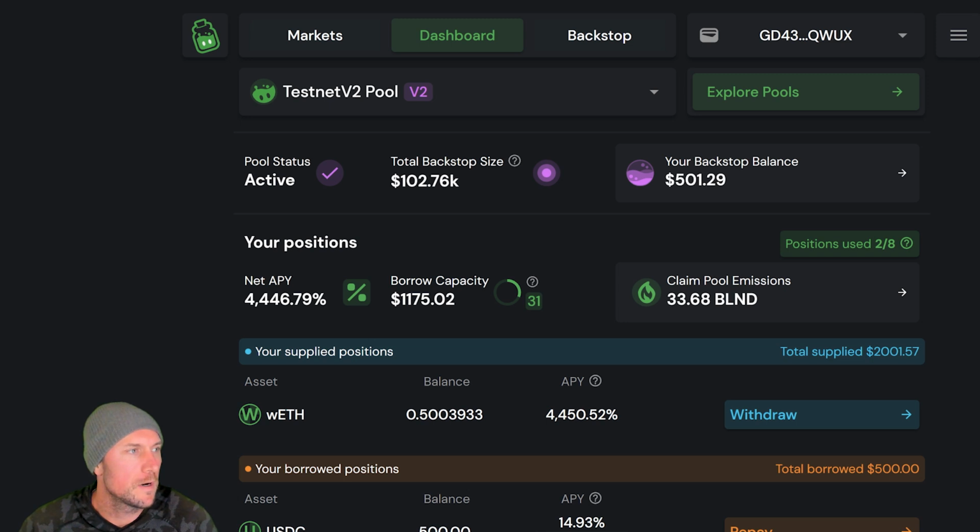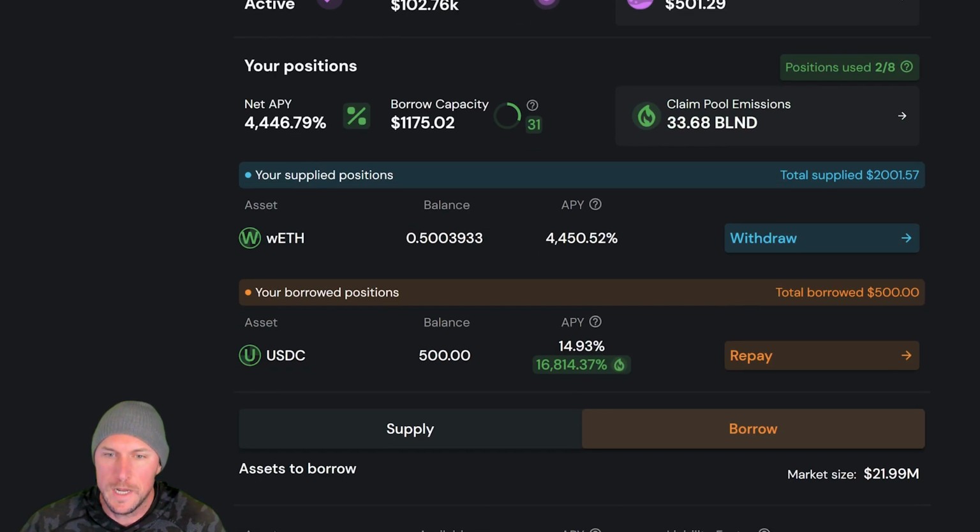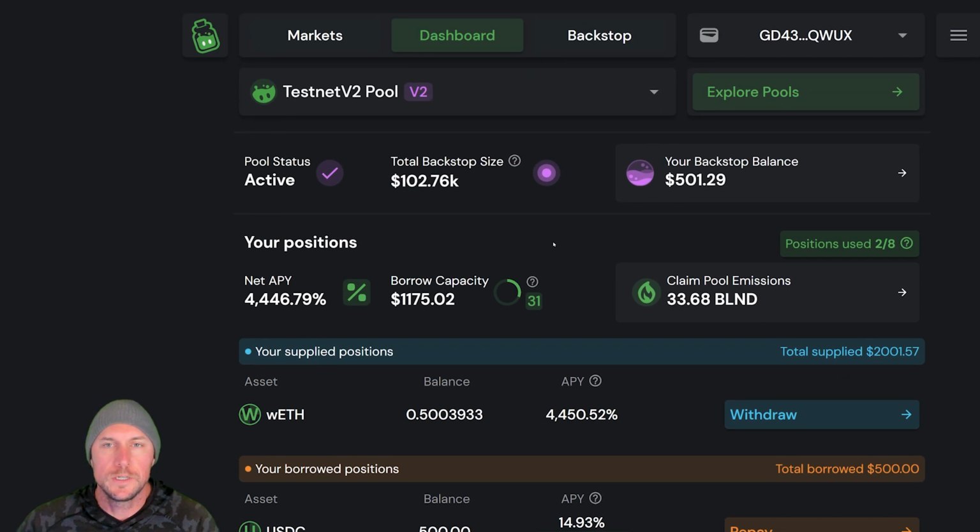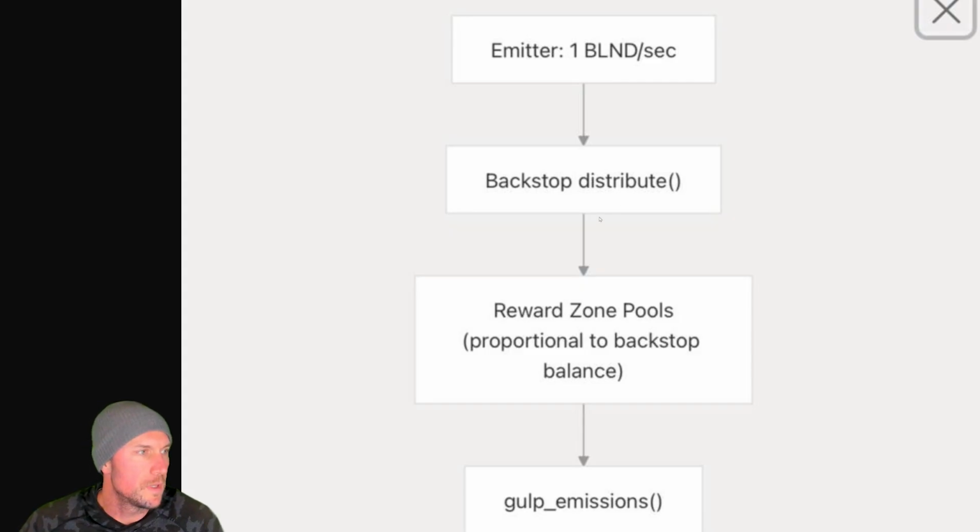Today we're going to be talking about blend emissions. So if you've ever visited a blend pool and seen talk about claiming emissions, or this little icon next to an interest rate, that's blend emissions. And today we're going to go over how those are created, how they're sent to the pool, and how they're claimed. So the easiest way to explain this will be with a little chart here.